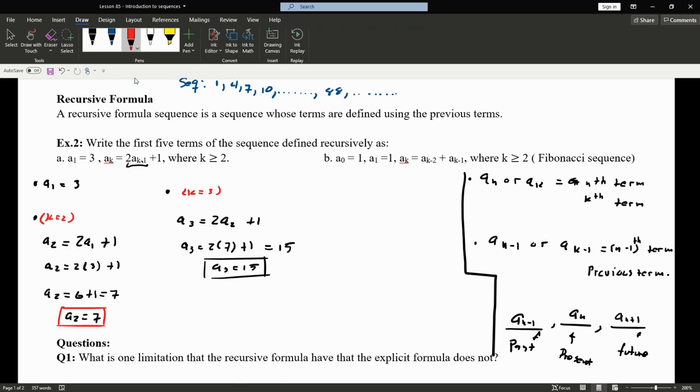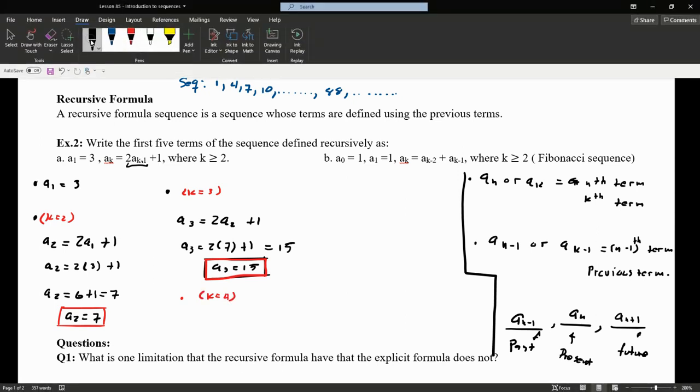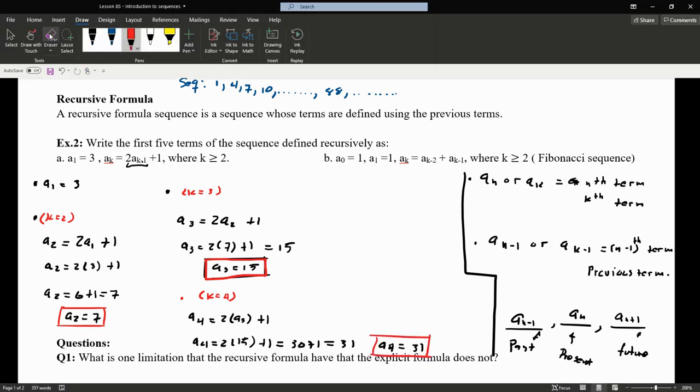Let's define the fourth term. Even though it says to find the first 5 terms, let's just go up to the fourth term because of the space we have left. So k equals 4. We let a of 4 equal 2 times a of 4 minus 1, which is just a of 3, plus 1. The third term was 15, so this is 2 times 15 plus 1, which is 30 plus 1, which is 31. Therefore, my fourth term is 31. Now let's picture what we have found. Let me erase all this.